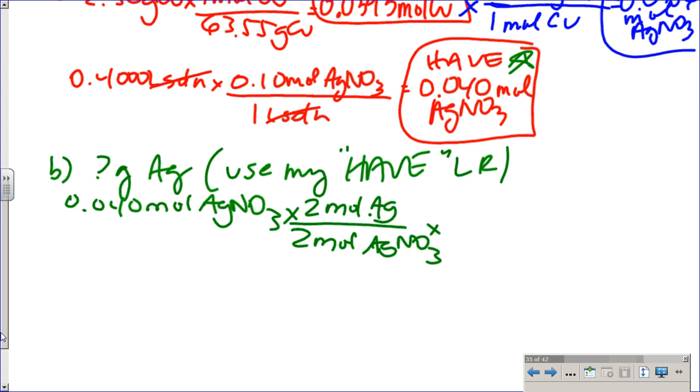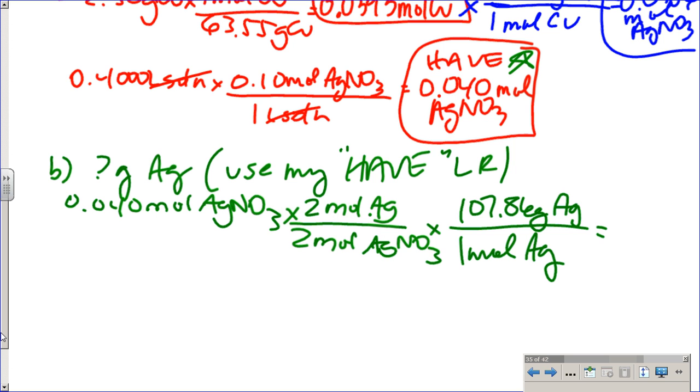All right, so I want to get to mass of silver, which is, figure a table, 107.86 grams of silver for every 1 mole of silver. Okay, so I'm going to make about 4.3 grams of silver. That's a lot of silver. Okay, so now we know how much we can make. Questions on this part so far? Basically, find your LR, use it, get what you want, right?